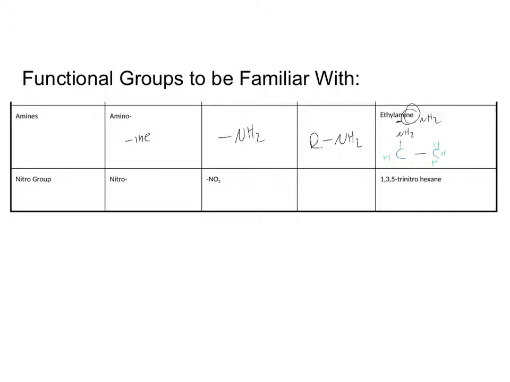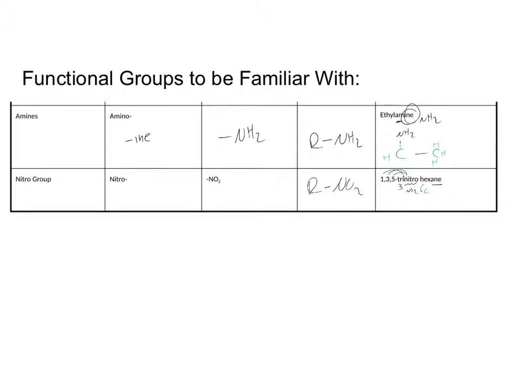And then lastly is the nitro group. It's NO2, which would be R NO2. The example here is 1,3,5 trinitrohexane. Ane tells me it's all single bonds. Hex tells me it's 6 carbons long. Nitro tells me it's my NO2 group. Tri tells me there's 3 of them, and the 1, the 3, and the 5 tell me where the nitros are.